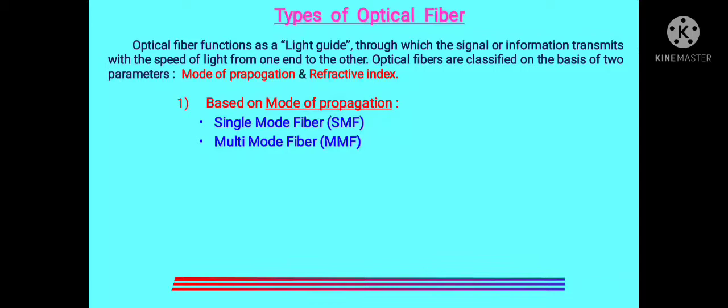Through copper and coaxial cable, the signal or information transmits with the speed of electrons. But through the optical fiber cables, this information transmits with the speed of light. And all of you know that the speed of light is very high as compared to the speed of electrons. In an optical fiber communication system, the optical fiber functions as a light guide through which the signal or information transmits with the speed of light from one place to another.